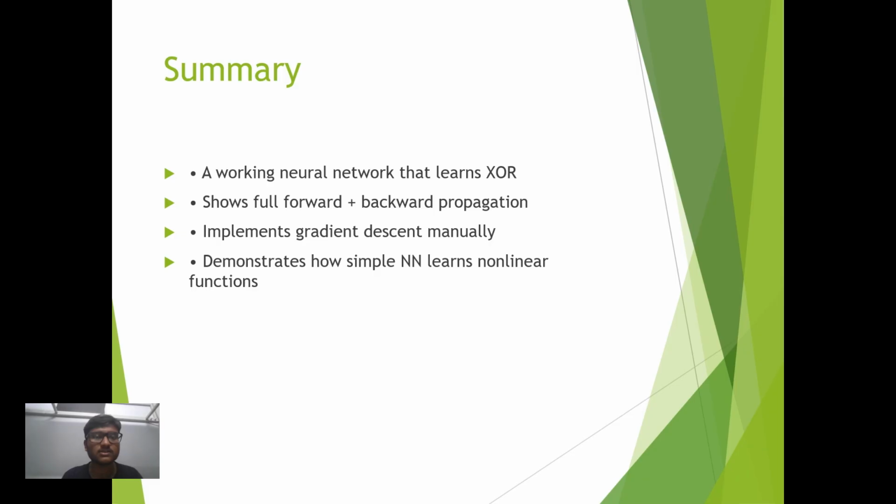And so our summary is: a working neural network that learns XOR, shows full forward plus backward propagation, implements gradient descent manually, and demonstrates how a simple neural network learns nonlinear functions.